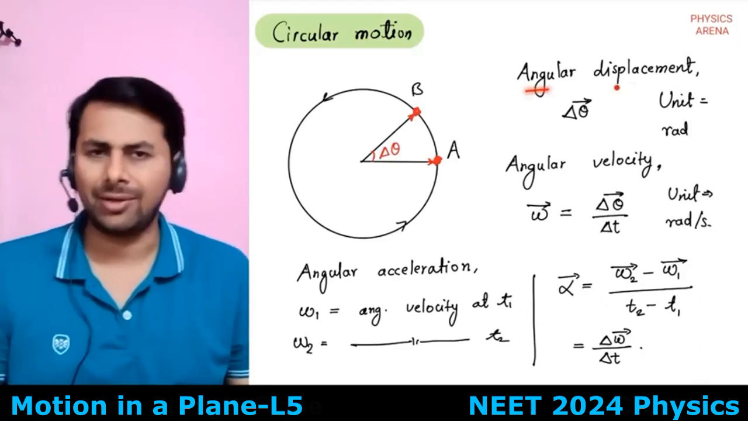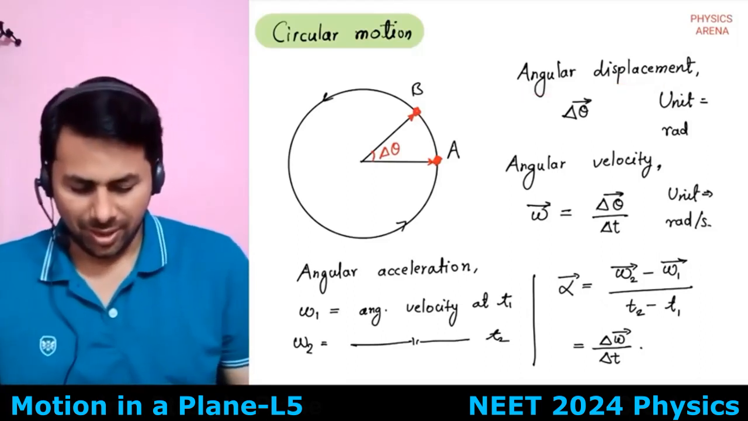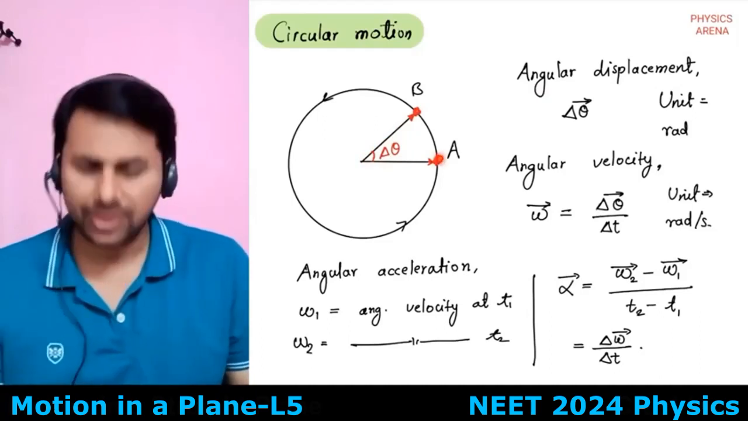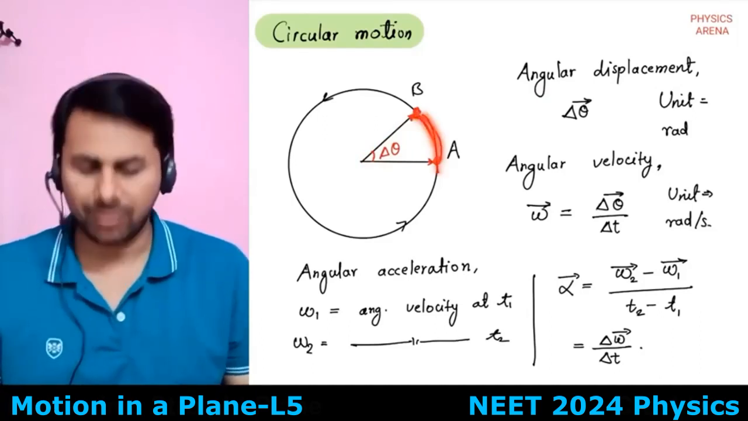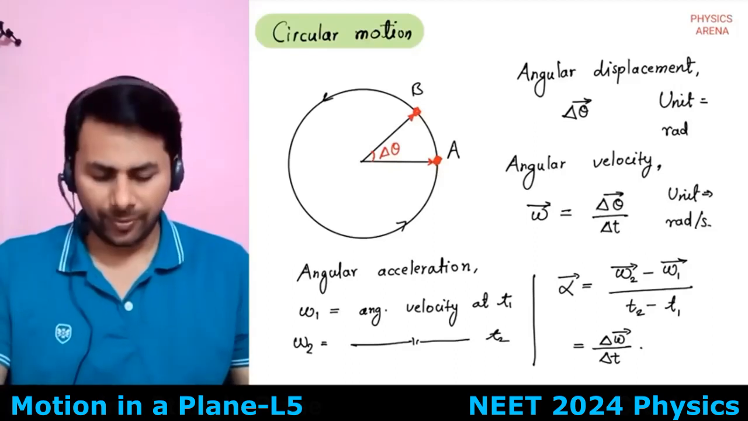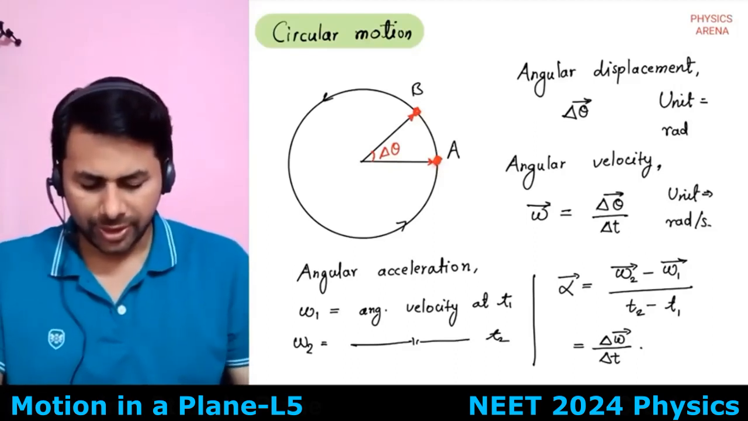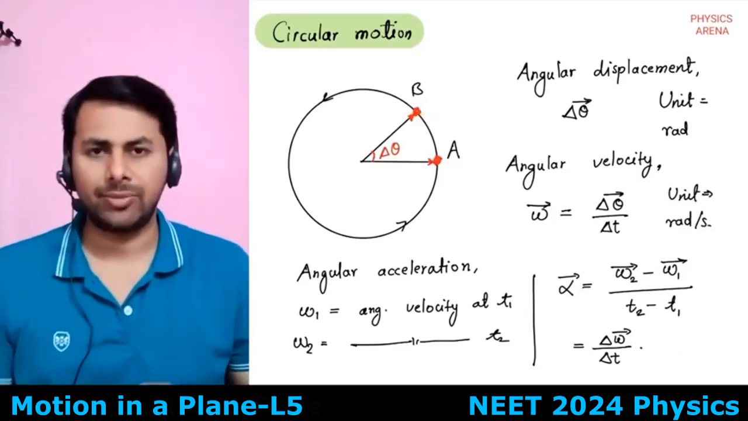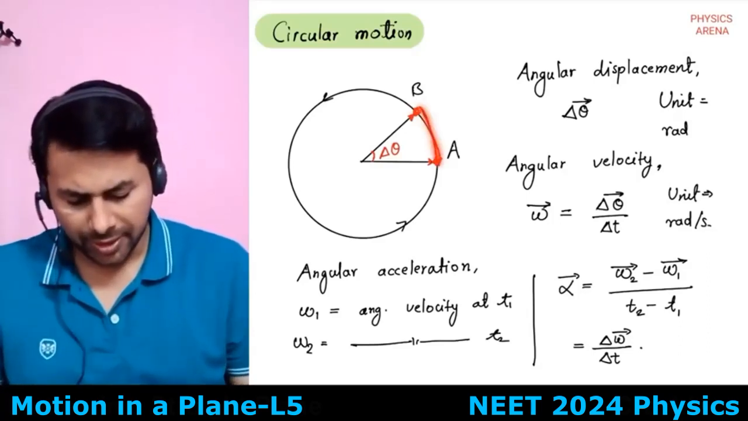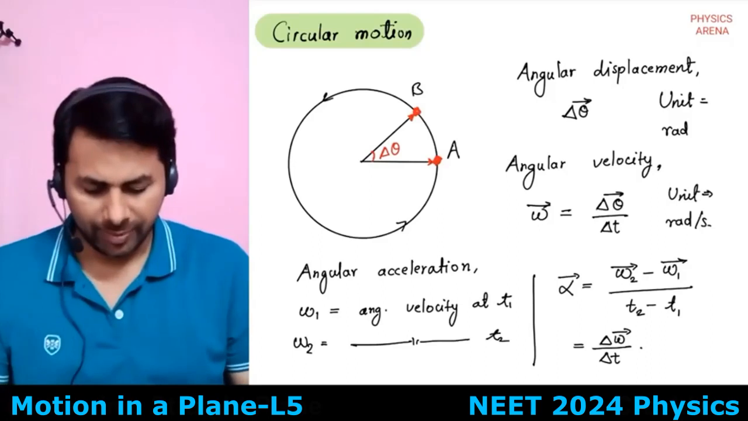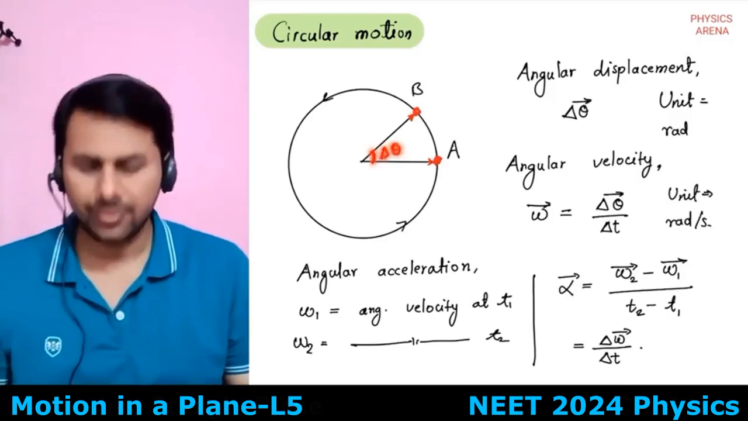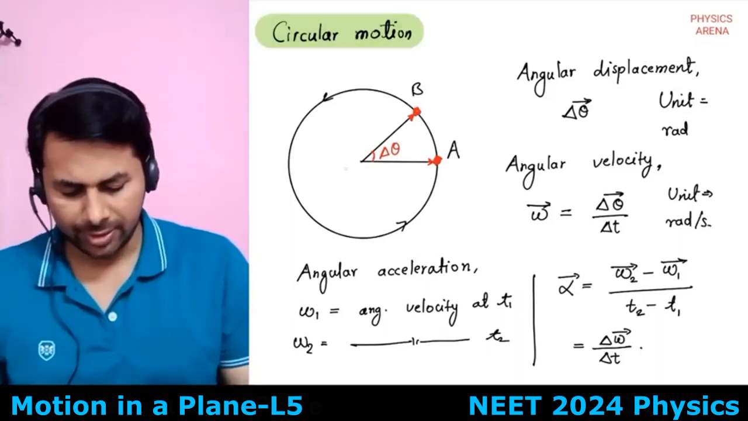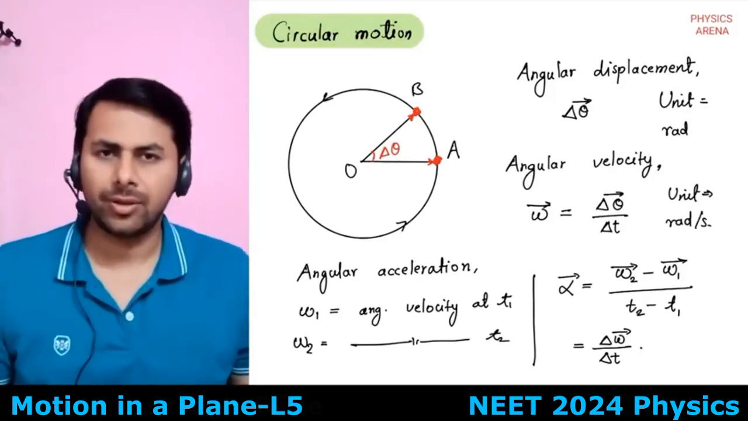The first one is angular displacement. So what is angular displacement? Suppose some object moves along the circumference of this circle. It starts from this point, and in some time t, it goes to this point, point B. So its arc or its path will make an angle at the center of the circle. That angle is known as angular displacement, right?